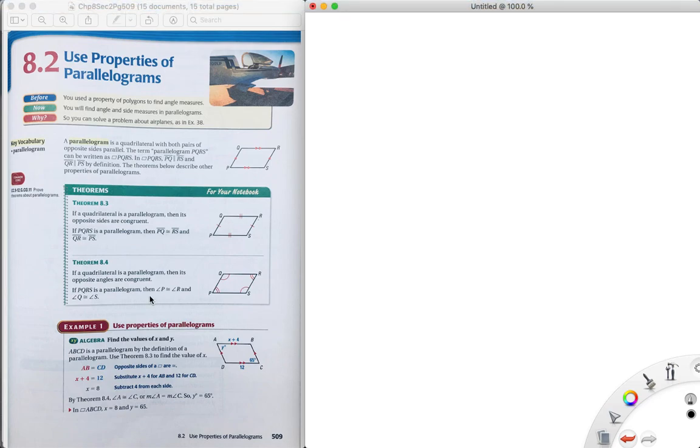Alright, this is Chapter 8, Section 2, and 8.3, Properties of Parallelograms. So, parallelogram sort of is the basis of all the definitions of a quadrilateral. We know that a quadrilateral is a polygon with 4 sides, and then we have a parallelogram. And I'm going to use this symbol to call it a parallelogram.